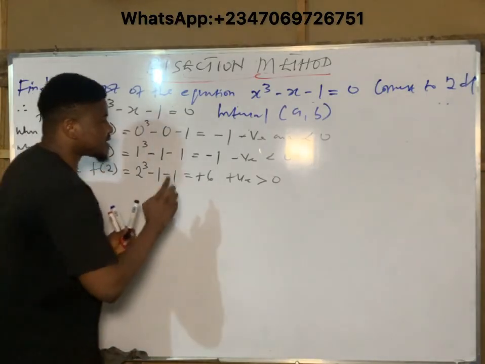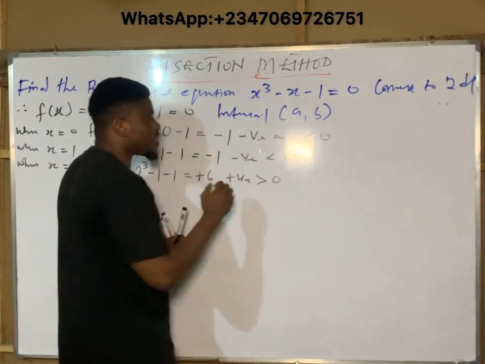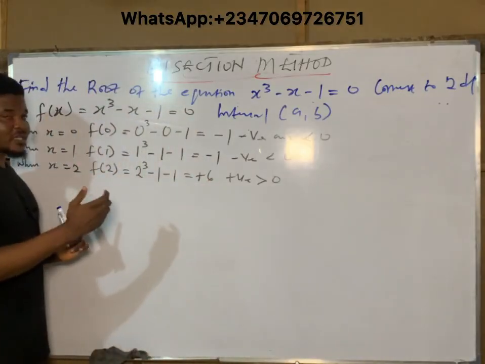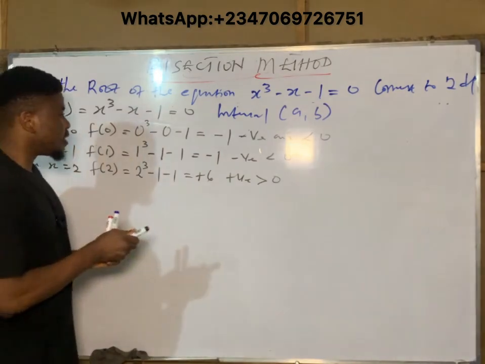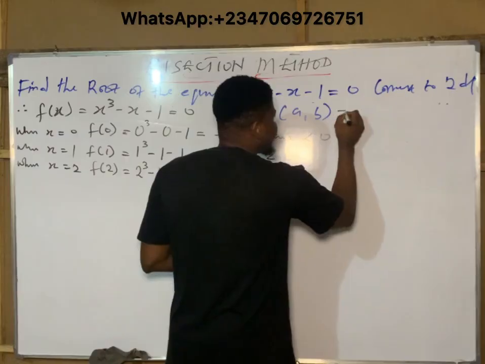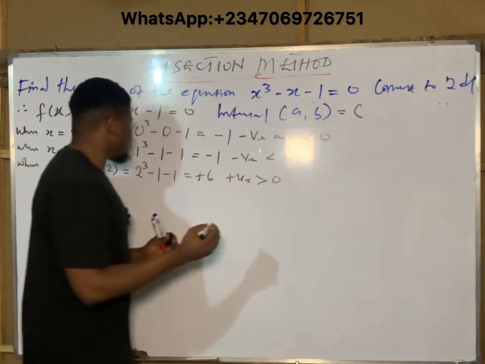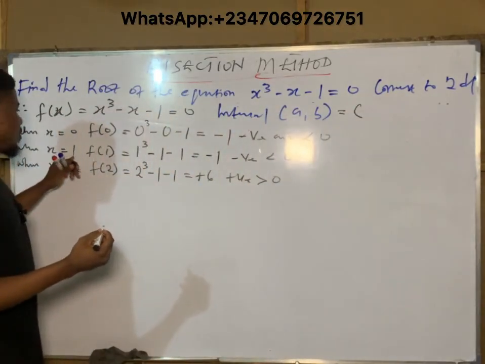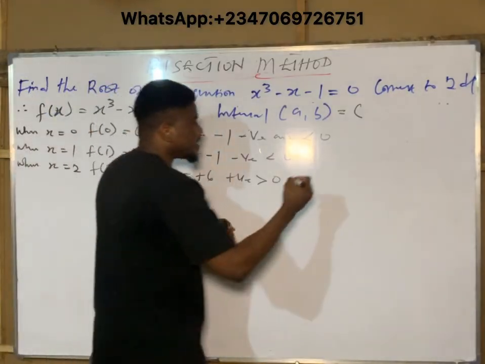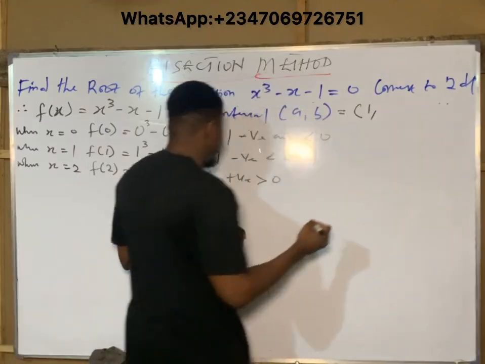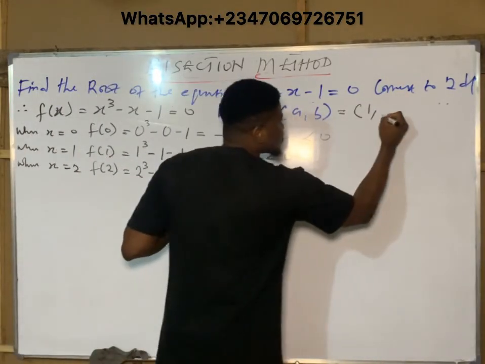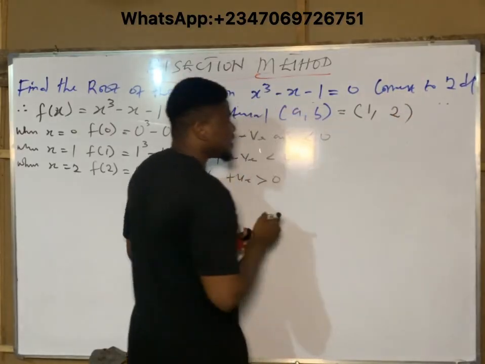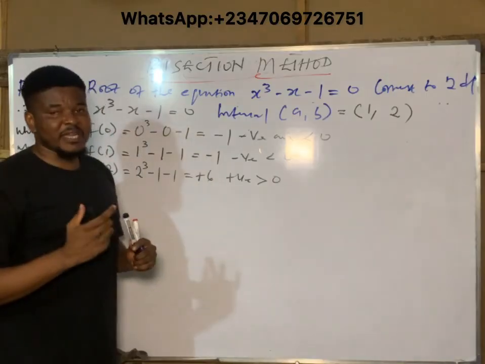This now implies, remember I said earlier that a is a value that causes the function to change into negative and b is a value that causes the function to change into positive. So this means that from here my a is going to be equal to 1, since 1 causes this function to be negative. A is 1, comma, b is actually 2, the value that turns the function to positive. So b is 2. So this is now my interval, and with my interval I can find my initial guess.